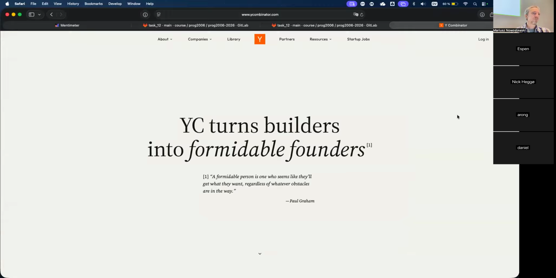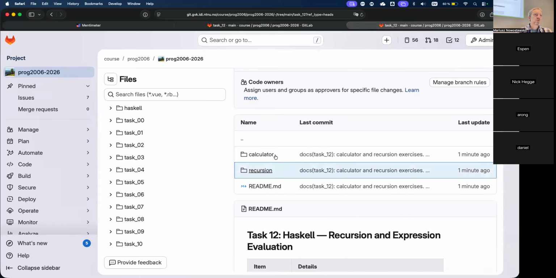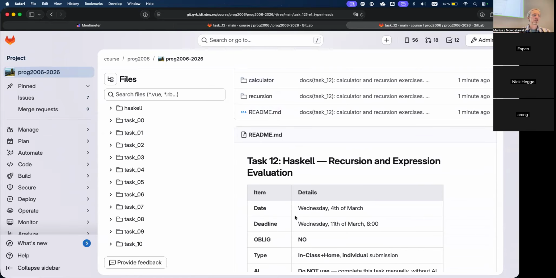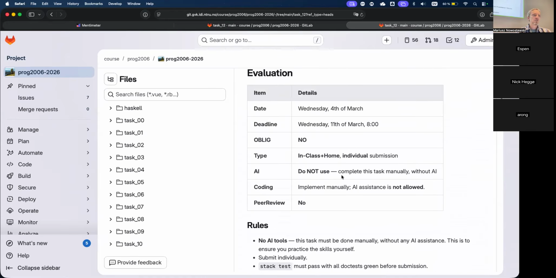All right, so that's it. Any questions for those two? If not, then please have a look. Start with the recursion because the recursion is more of a lecture style, like it explains concepts, and then go into the calculator. Everything is described in the README file. I will now change the deadline to be 1 week later. All right, thanks.